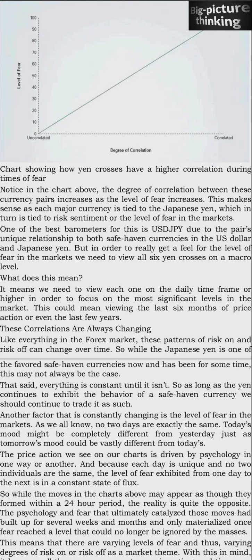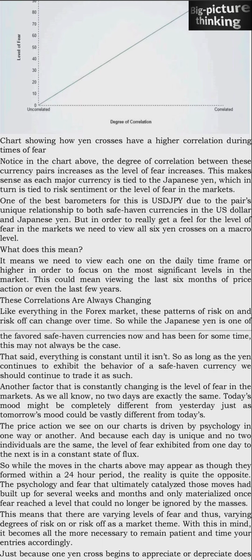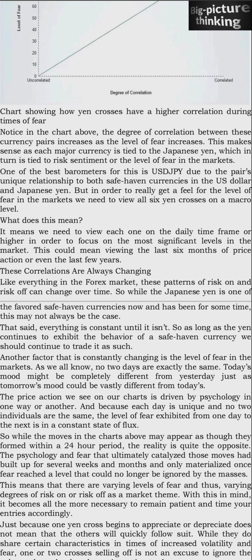Like everything in the Forex market, these patterns of risk on and risk off can change over time. So while the Japanese yen is one of the favorite safe haven currencies now and has been for some time, this may not always be the case. That said, everything is constant until it isn't. So as long as the yen continues to exhibit the behavior of a safe haven currency, we should continue to trade it as such. Another factor that is constantly changing is the level of fear in the markets.